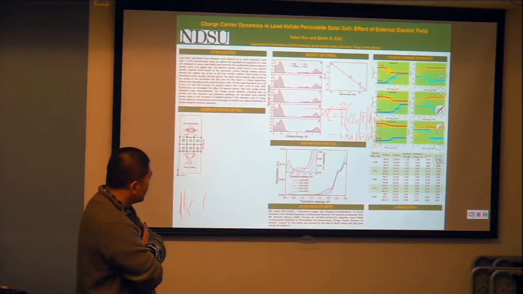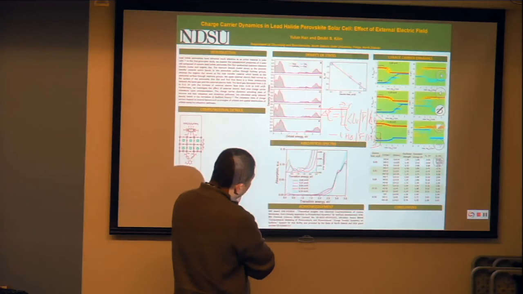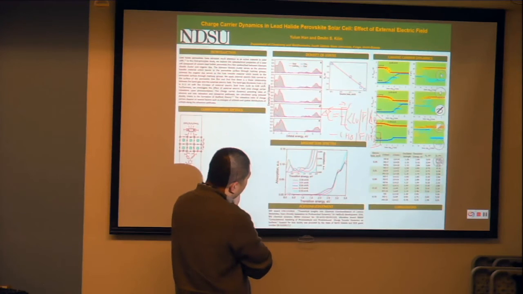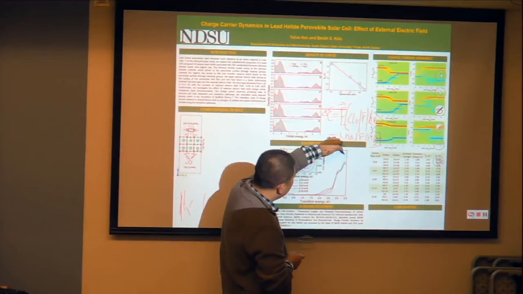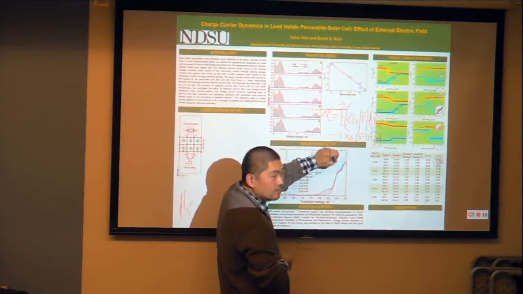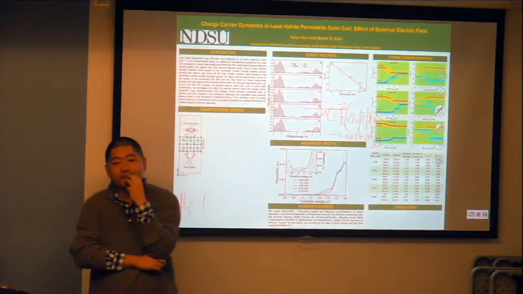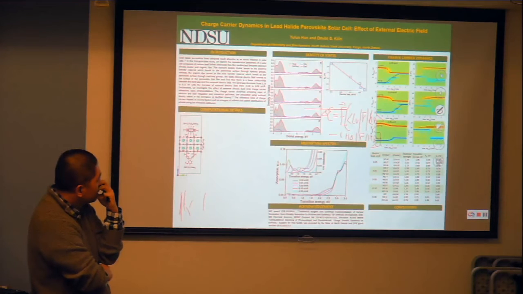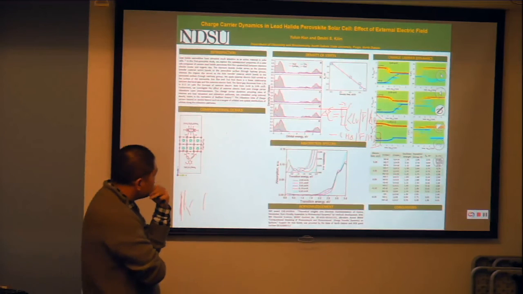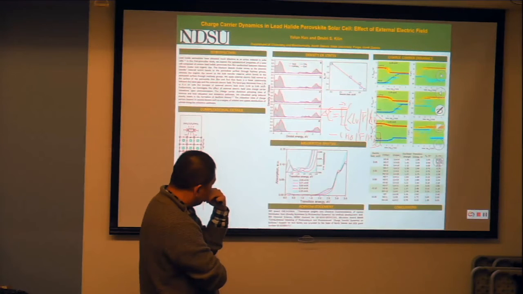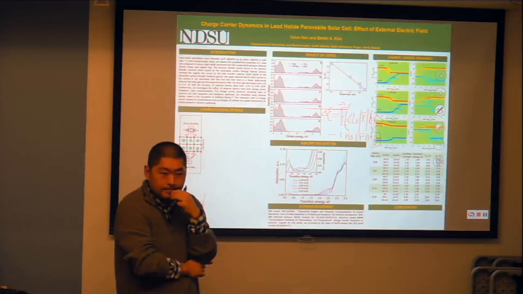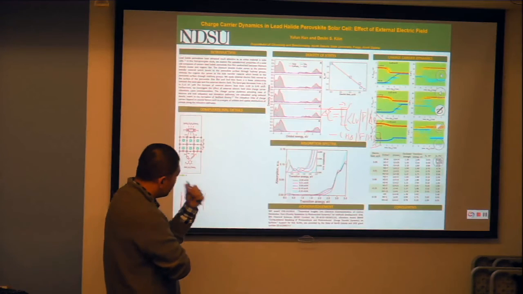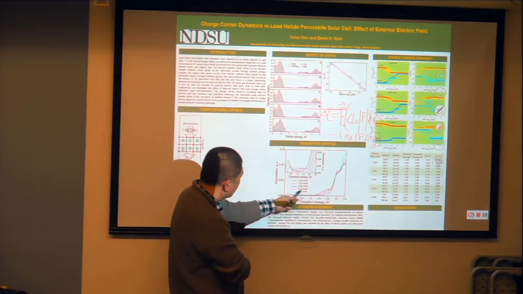So let me just keep going. Now I think I'm not totally understanding why this peak is much higher than the rest of them. Significantly higher. The blue line is the reference without electric field. Dark blue, not cyan, but yeah.